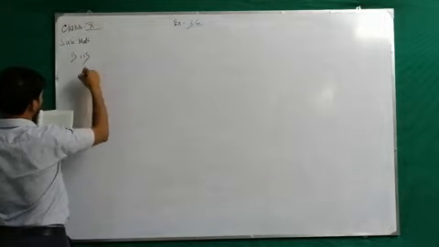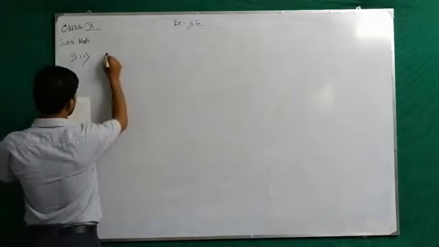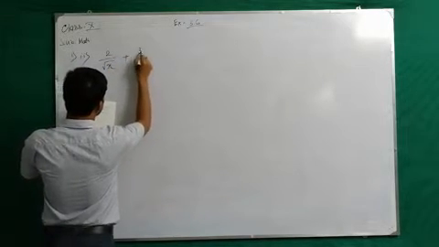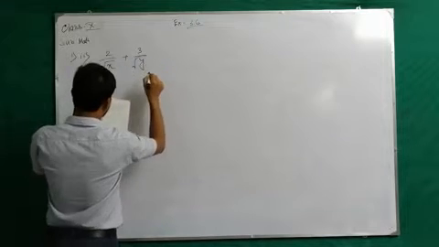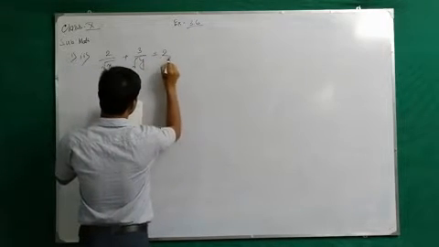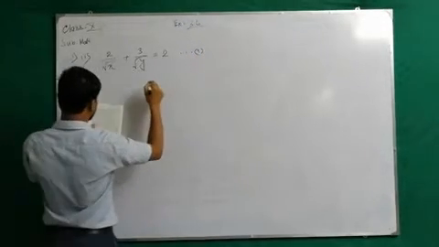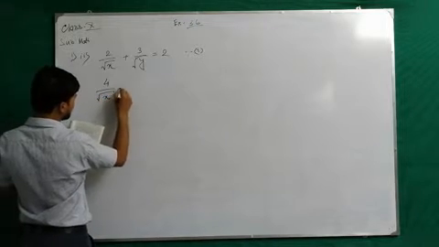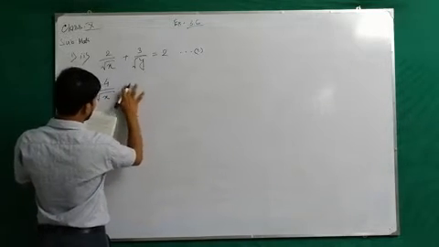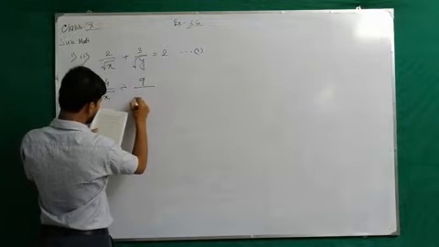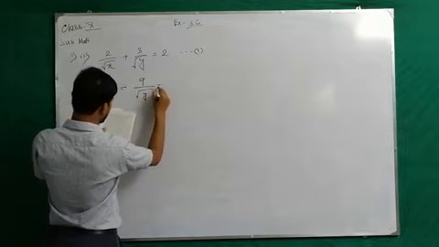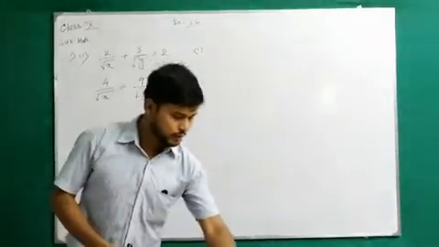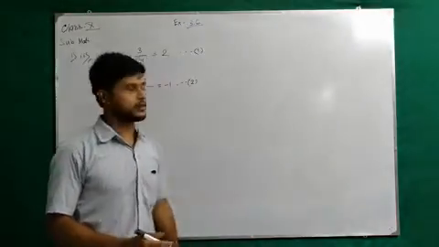Question 1, subpart 2. The first equation is 2 by root x plus 3 by root y is equal to 2. And the second equation is 4 by root x minus 9 by root y is equal to minus 1. This is equation number 2. We have to solve the equations by any algebraic method.